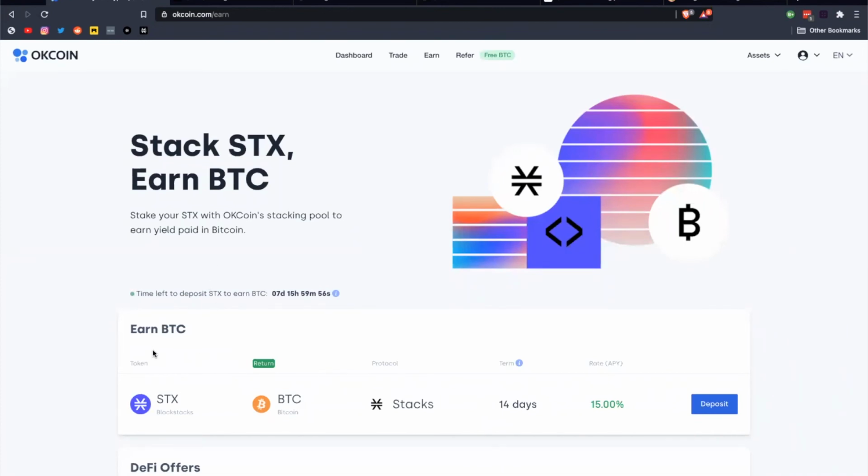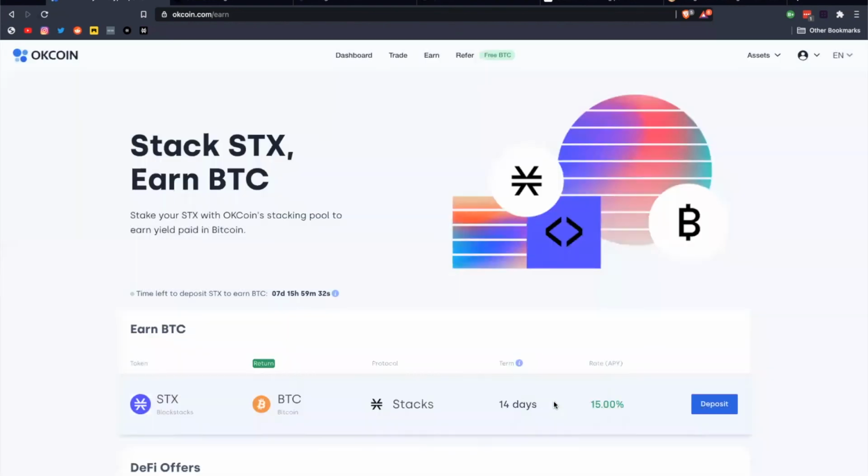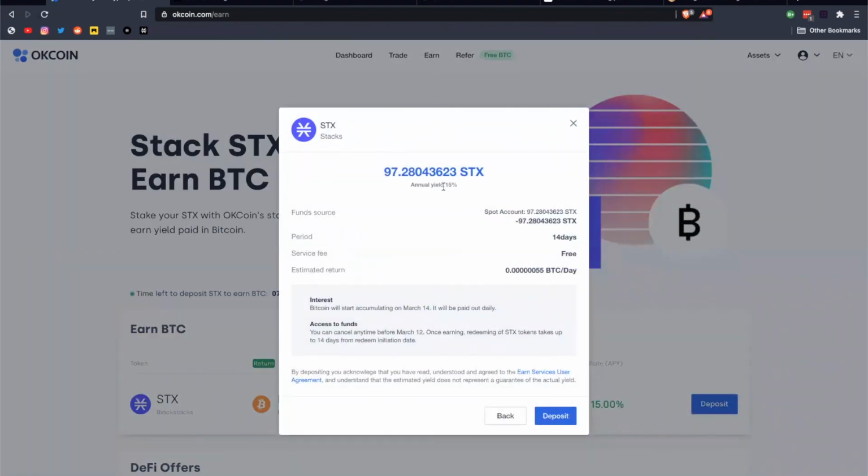Okay, here it is, Stack STX, Earn BTC. So go to deposit, there it is. You need a deposit amount of 50. We bought 97, lock them up for 14 days. You get 28 satoshis per day, and that's a great deal. Now you click okay, and it gives you the information. Annual yield 15%, and you can earn about 55 satoshis per day.